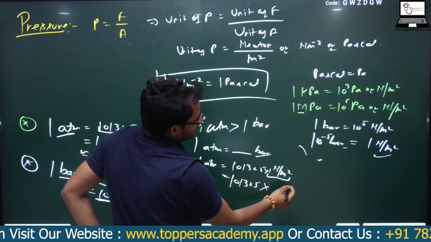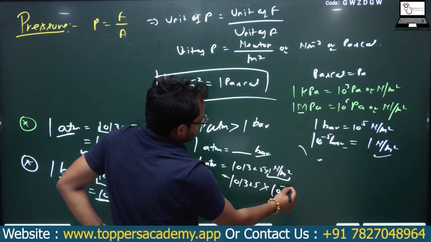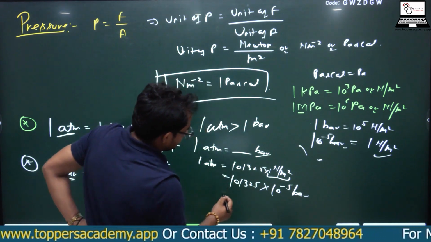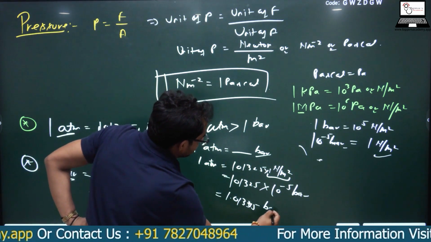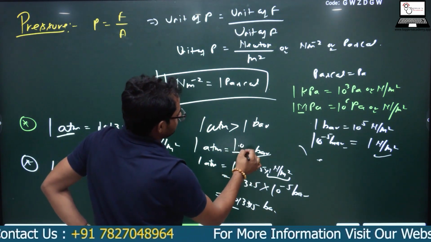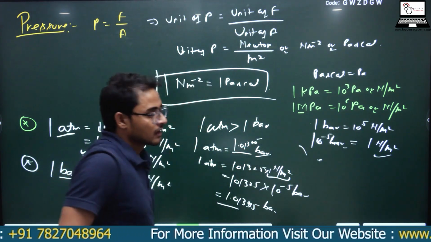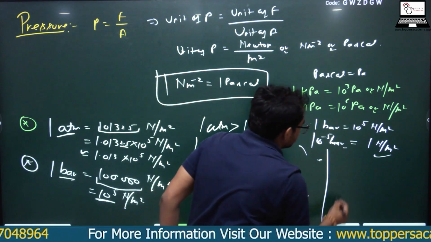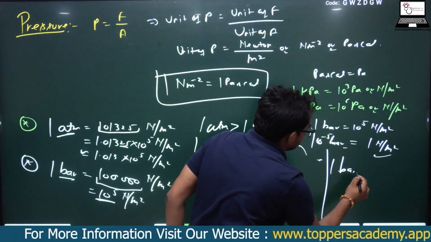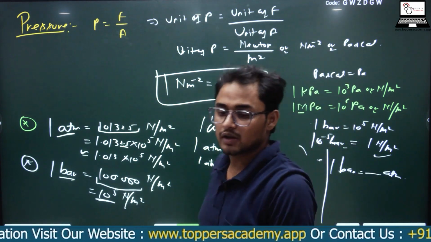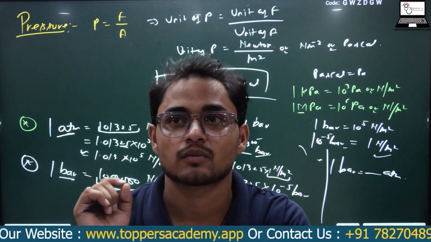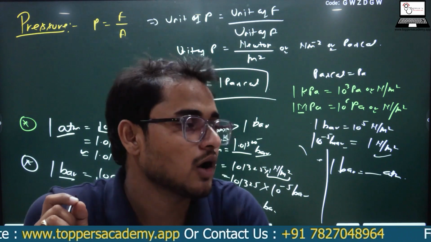So 101325 times the value of 1 Newton per meter square, which is equal to 10 to the power minus 5 bar. So it will become 1.01325 bar, right? 1.01325 bar. I hope you got it. Now you will have to solve that 1 bar is equal to how many ATM? You will have to solve from your side, right? Now I hope that you can solve.